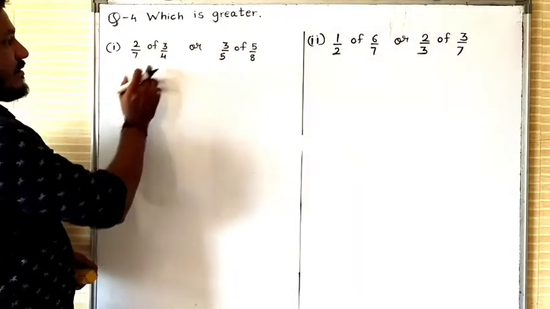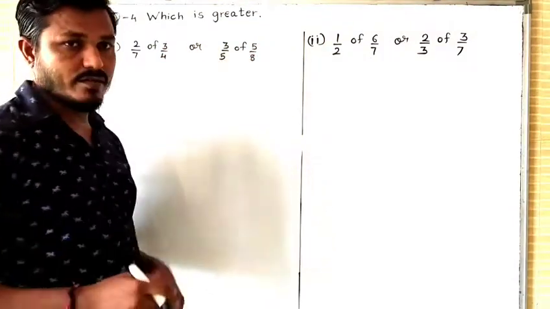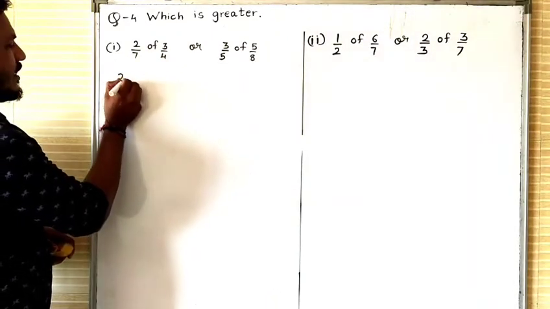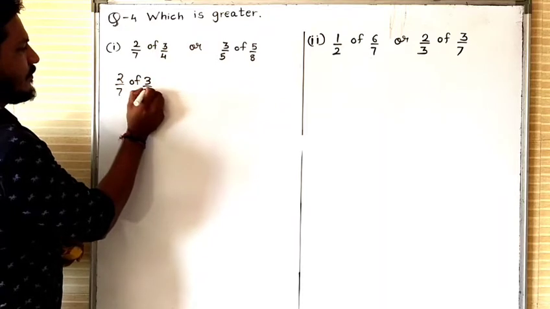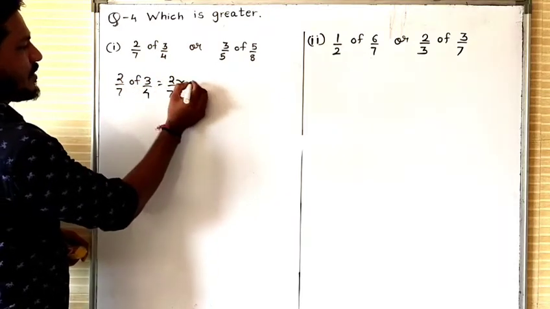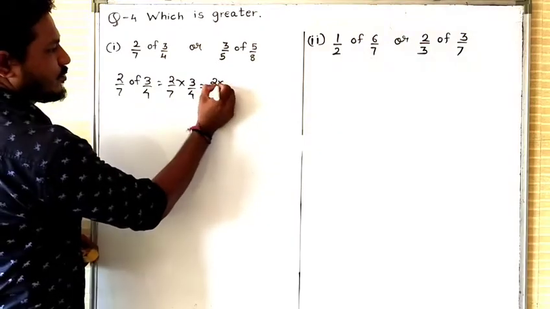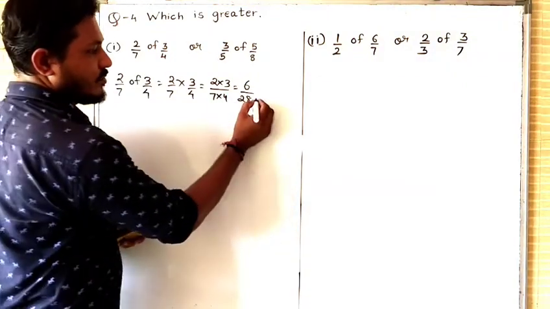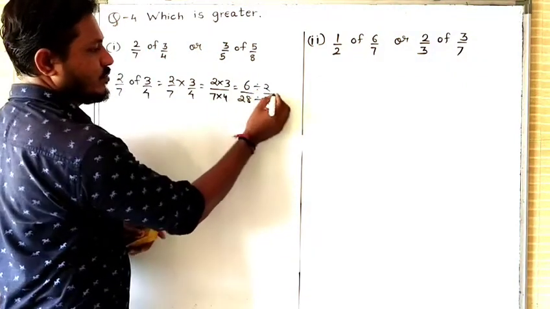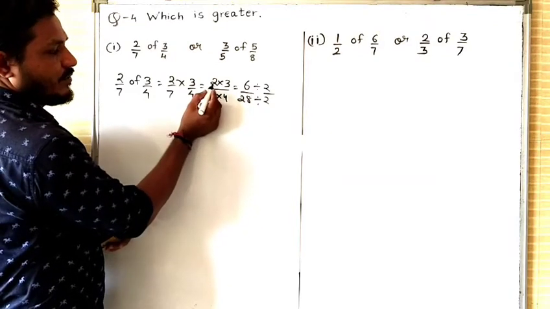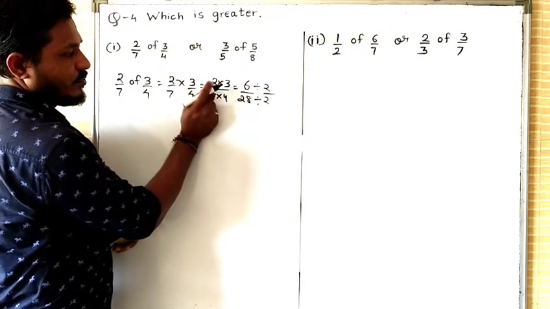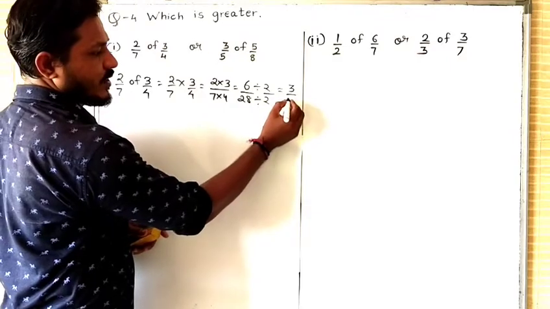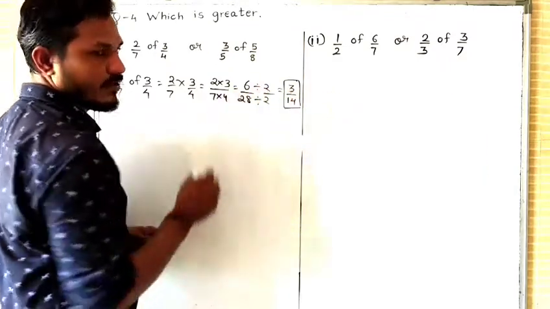Which is greater, 2 by 7 of 3 by 4 or 3 by 5 of 5 by 8? You have to find the value first, then we have to decide which one is greater. Let us find the first one. 2 by 7 of 3 by 4. Of means, as I told you, you have to put a multiplication sign. Then multiply it. 2 3s are 6, 7 4s are 28. Both values are possible to divide by 2. Common factor is 2. If you can't find it, just check which value is possible to reduce. 2 2s are 4. That is why I found it. Now 6 divided by 2 gives 3 and 28 divided by 2 gives 14. My first value I got is 3 by 14.